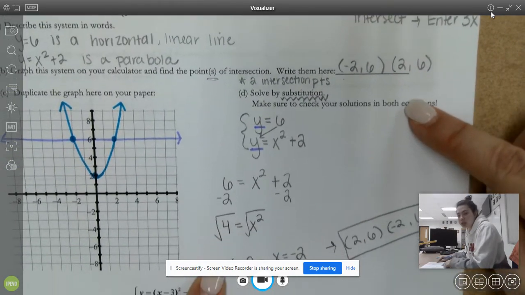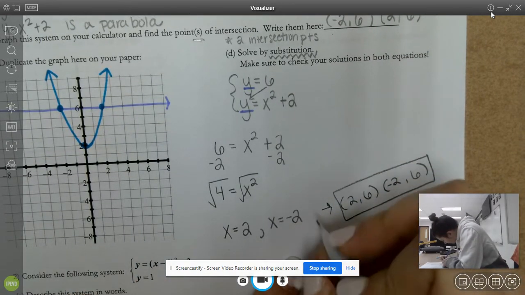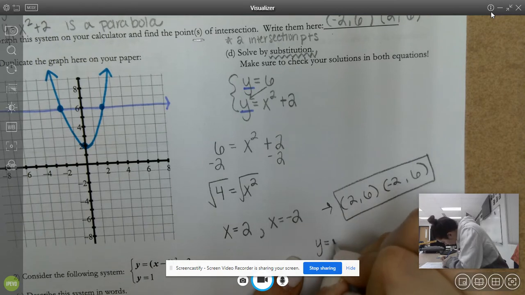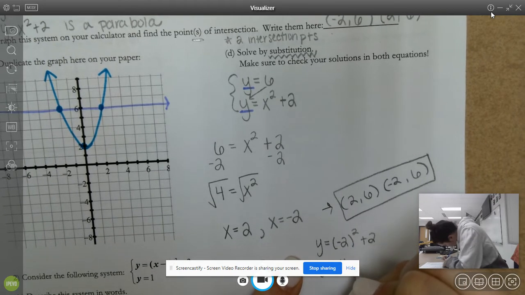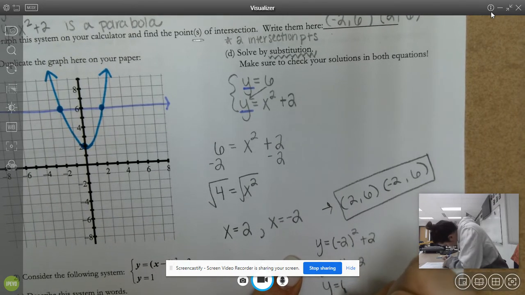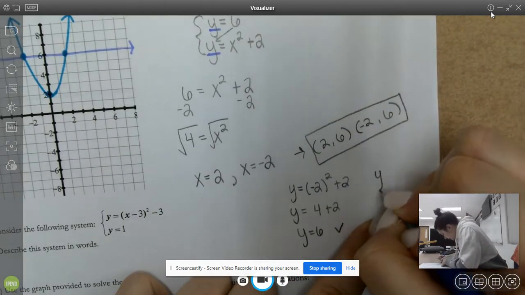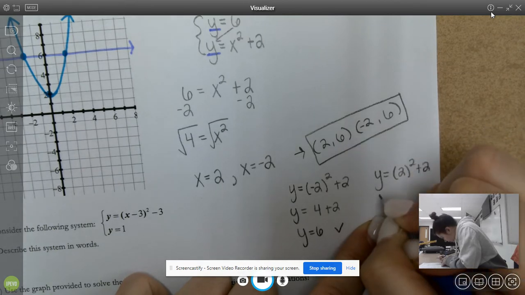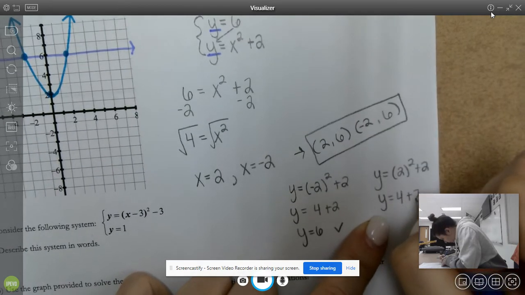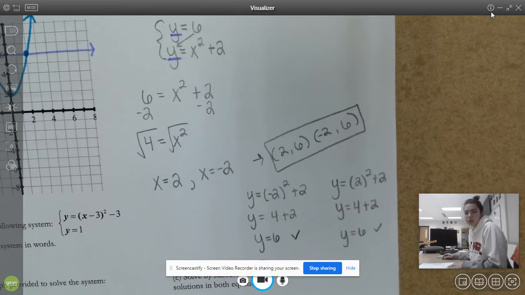But if we want to make sure, we can check our solutions and substitute that value in. y is equal to negative 2 squared plus 2. y is equal to 4 plus 2. And y is equal to 6. So this one works out. And then we can do the same thing for positive 2. y equals positive 2 squared plus 2. y equals 4 plus 2. y equals 6. And that one also works out as well.